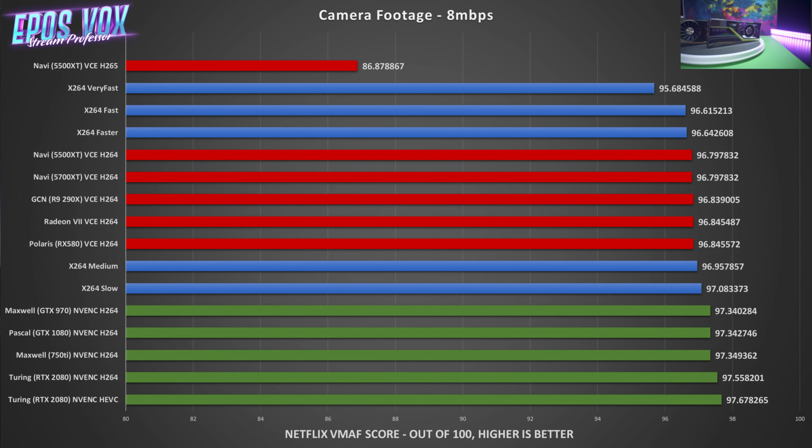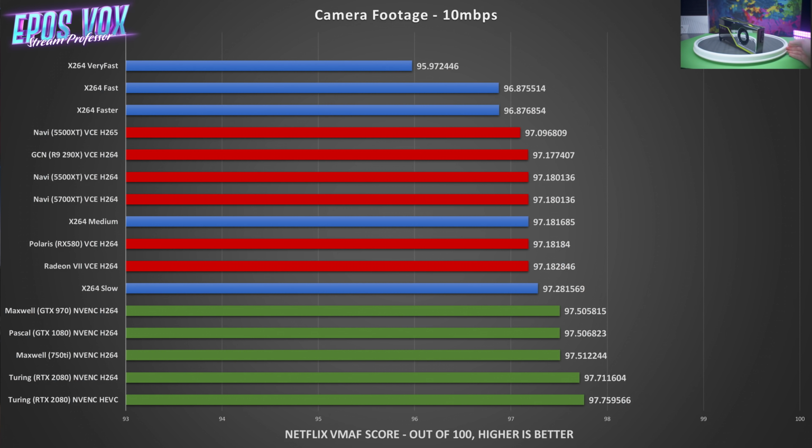Bumping up to 8 megabits per second, again, this is an example of the quality normalizing out once you have enough bitrate. Navi's H264 is in line with all other AMD encoders.